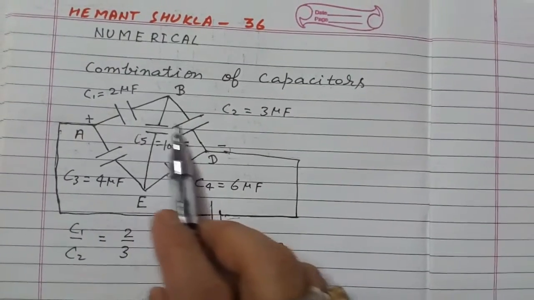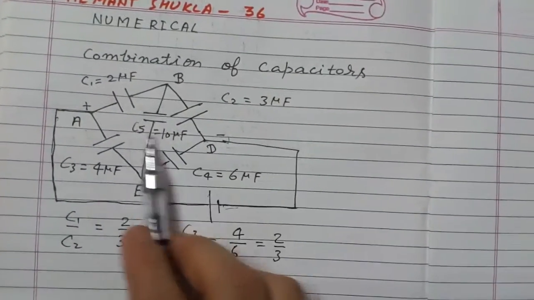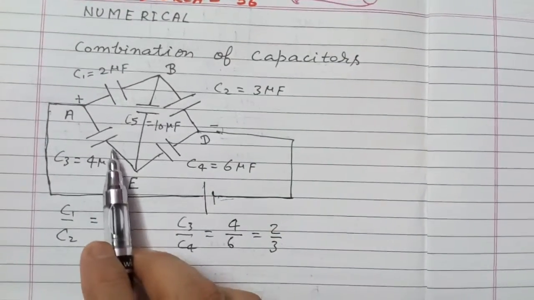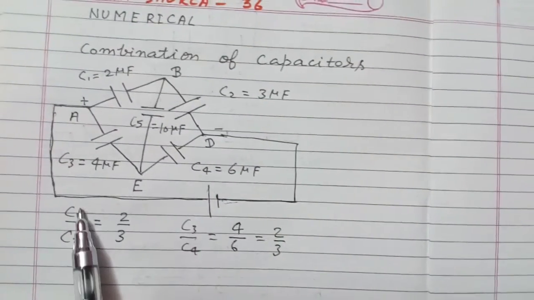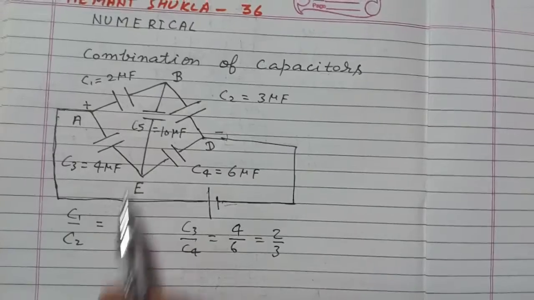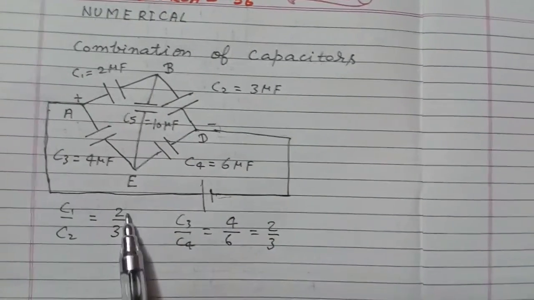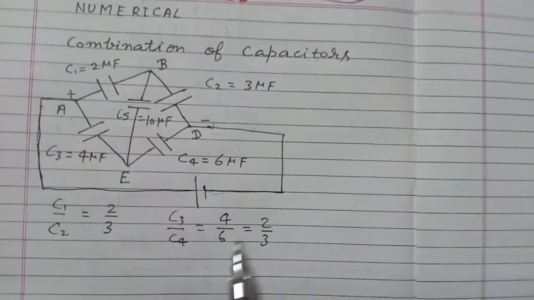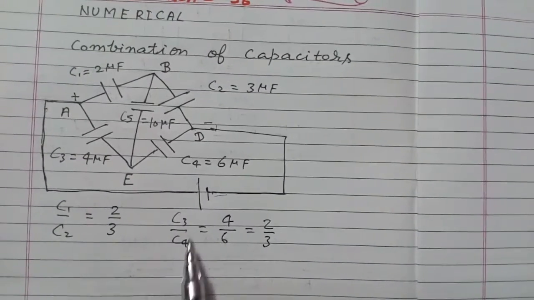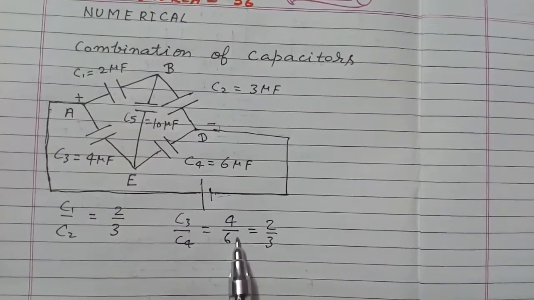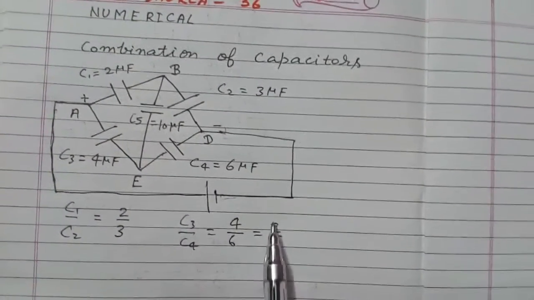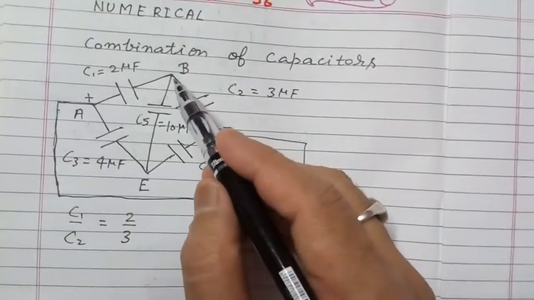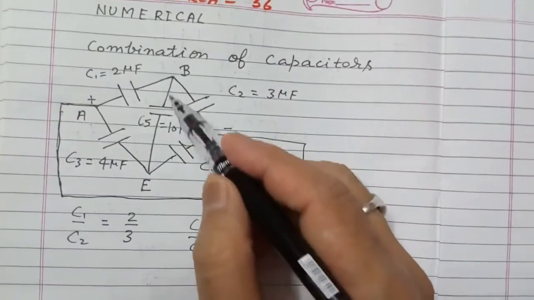In solving this type of problem, we will see what is the ratio between C1 and C2 and what is the ratio between C3 and C4. So here the ratio between C1 and C2 is 2/3 and the ratio between C3 and C4 is also 2/3, because C3/C4 is equal to 4 microfarad upon 6 microfarad, which is equal to 2/3. So in this condition the potential difference between B and E will be 0.